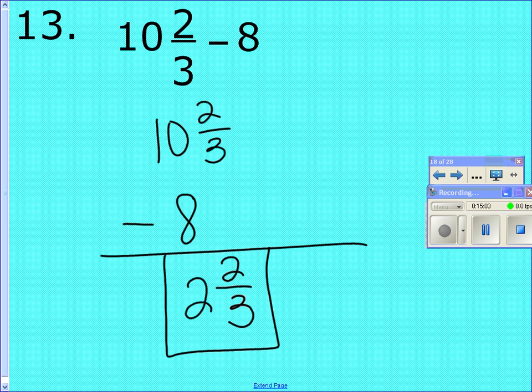Remember, when you are adding and subtracting fractions, you have to have a common denominator. Whatever you do to the bottom, you have to do to the top, and always simplify.